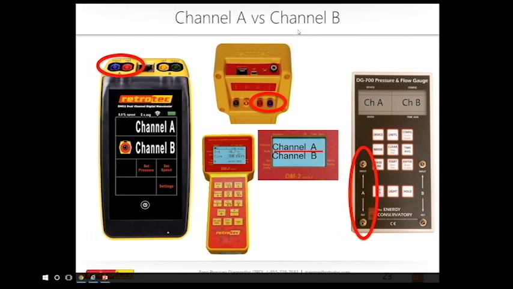Again, we have the DM32, we have the DM2, and we have the DG700. And just to kind of put everything in perspective real quick, let's launch a poll. We're going to do, what gauge do you have?